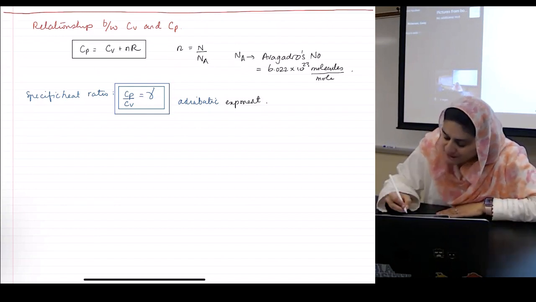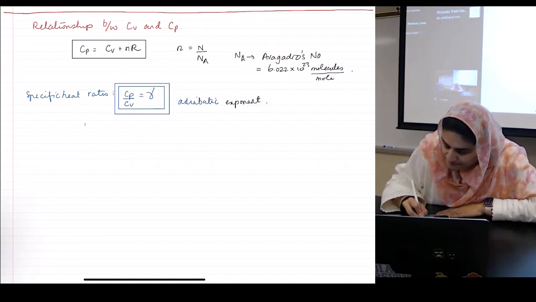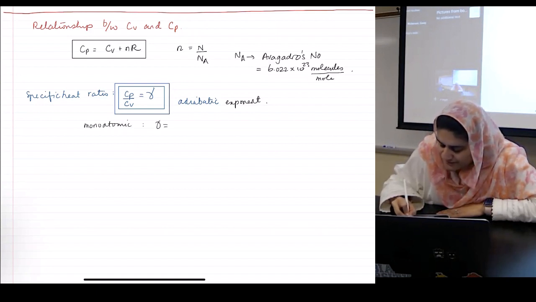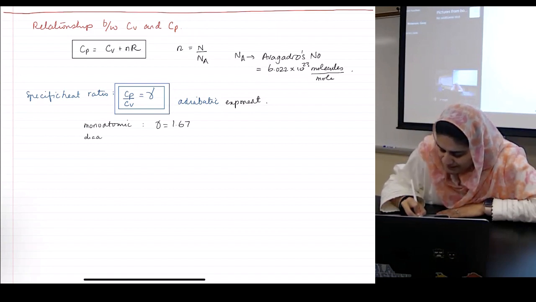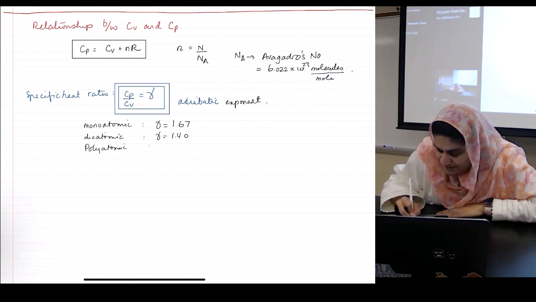For a monoatomic gas, gamma is 1.67. For a diatomic gas, gamma is 1.4. And for a polyatomic gas, gamma is 1.33.